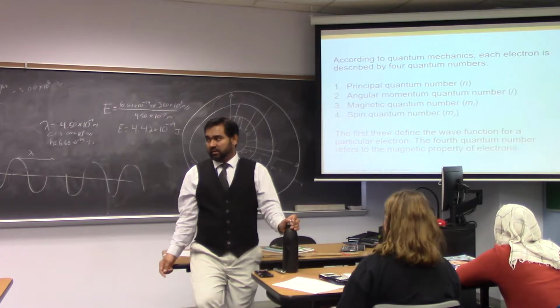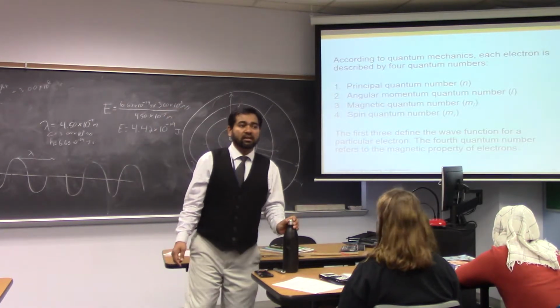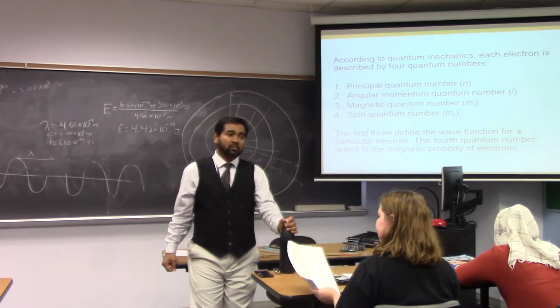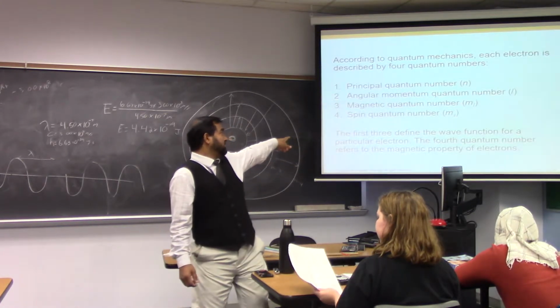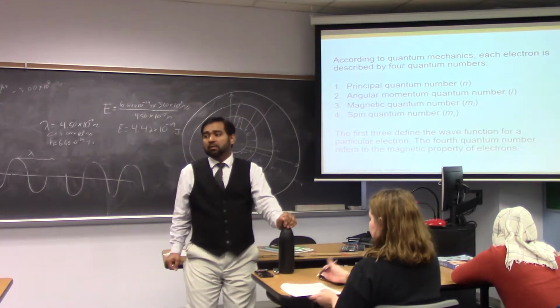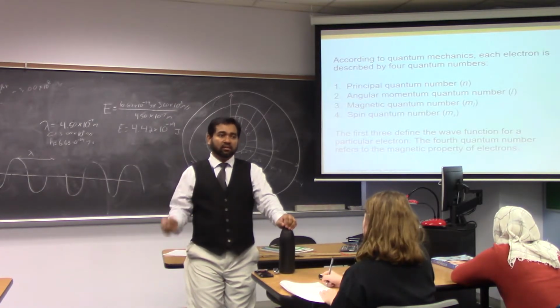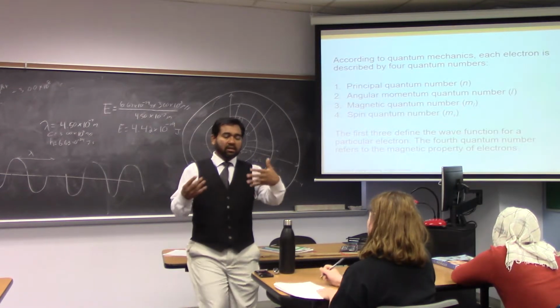The third is the magnetic quantum number, which tells you the orientation of the electron. And the last one is the spin quantum number. It doesn't mean that the electron is always spinning. Electrons don't spin all the time, but electrons are located in an atom.